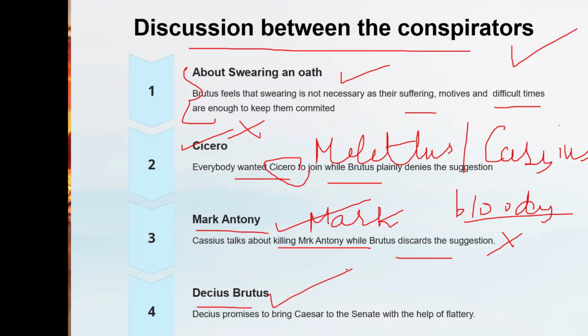Then they also discuss that Decius Brutus is going to bring Caesar to the Senate with the help of his convincing words, with the help of flattery. Because there was a doubt in their mind whether Caesar is really going to come to the Senate or not, because already he's become a little superstitious, and he's getting dreams, he's getting all those omens. Cassius tells these things, so it is a little doubtful whether he should come or not. So Decius Brutus tells that no, I'm going to bring him, and I'm going to do that with my flattering words, and I will convince him to come to the Senate with me.